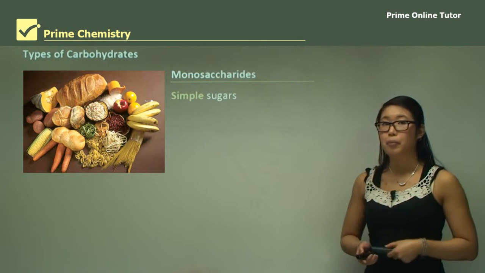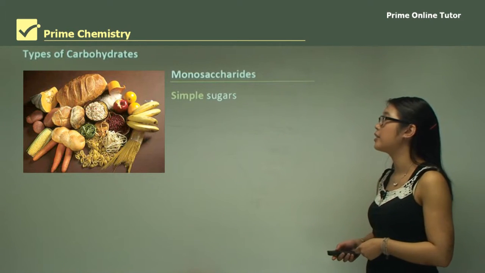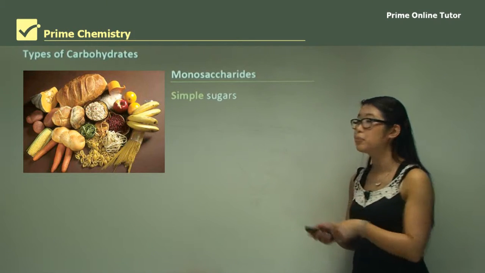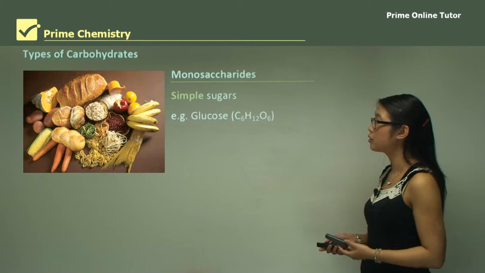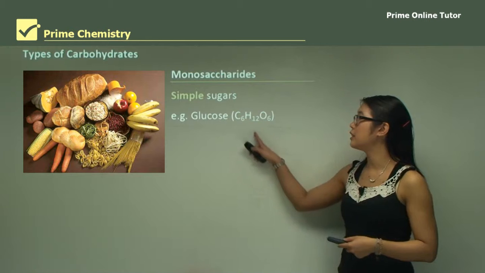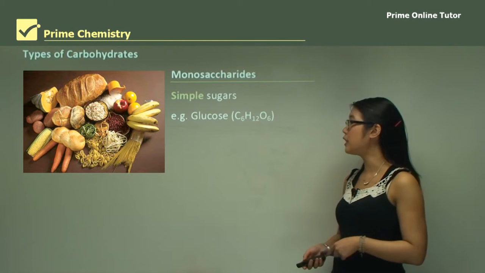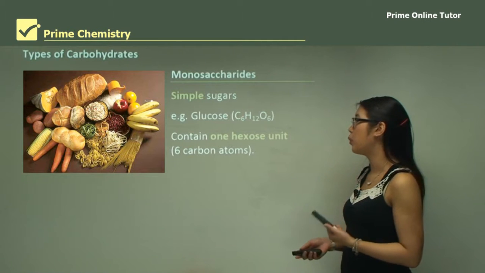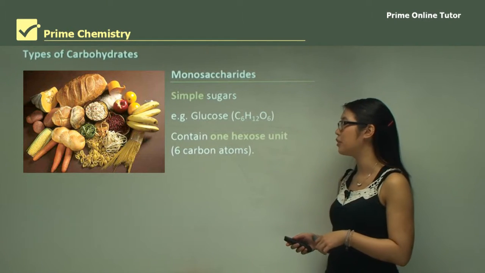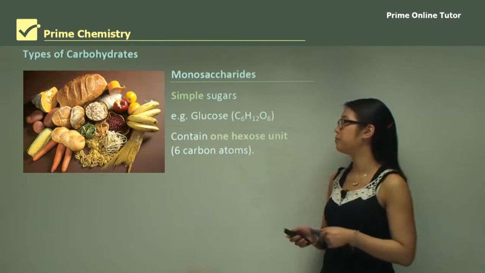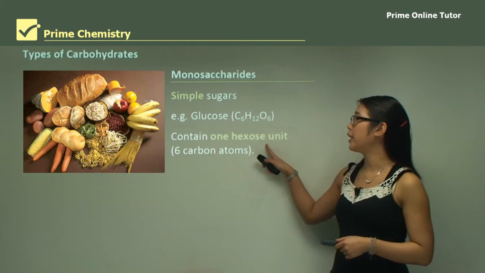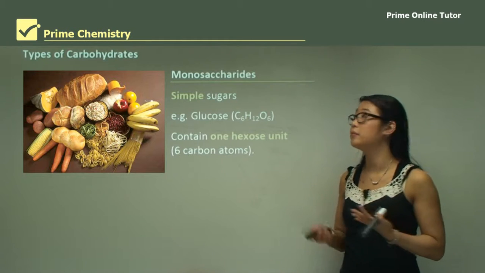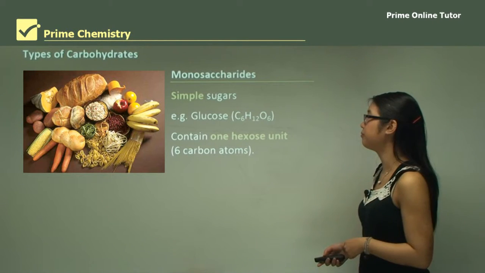There are different types of carbohydrates, such as monosaccharides, and we know mono means one. So these are simple sugars, such as glucose, C6H12O6, and they only contain one hexose unit. So one hexose unit is 6 carbon atoms. So here we know one hexose unit, a monosaccharide, is one sugar pretty much.